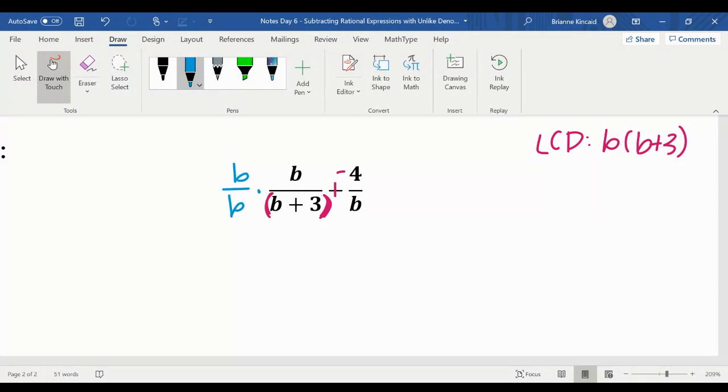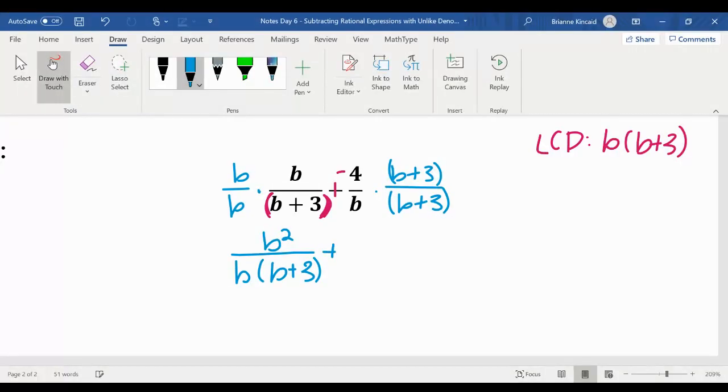My fraction on the right has the b, it's missing the b plus 3. So I multiply by b plus 3 over b plus 3. When I do this, I'm going to get b squared over b times b plus 3. Remember, keep the denominator factored. And then plus negative 4b minus 12 over b times b plus 3.